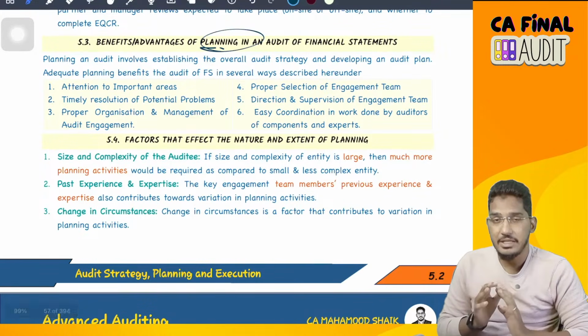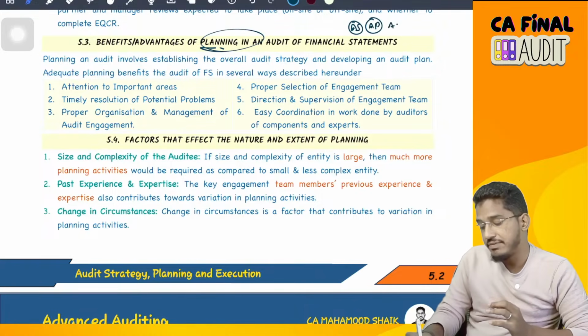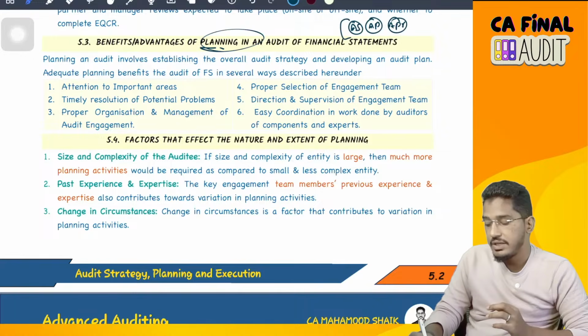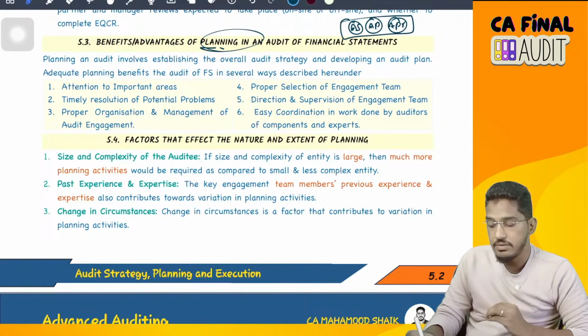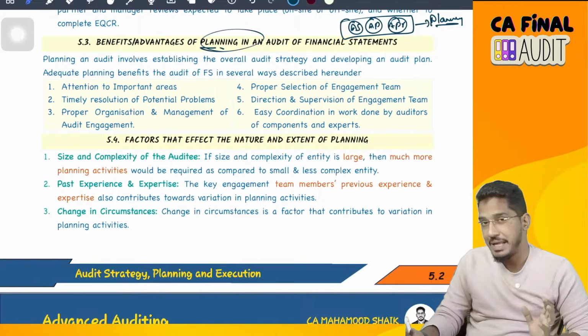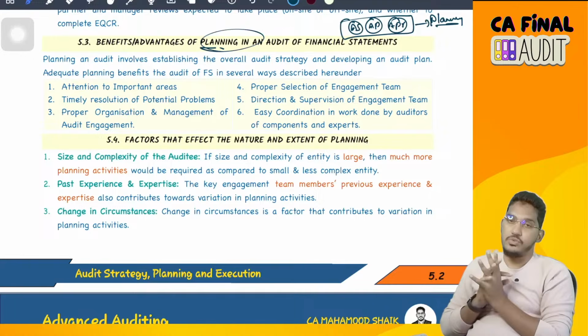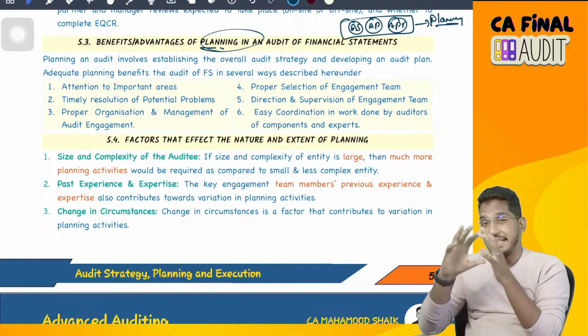So if you do the planning, see, planning is a process. I told that we will establish the audit strategy, we will develop the audit plan, we will develop the audit program. The time which we are spending, or the process of this development of audit strategy, audit plan and audit program, this process I call it as planning. Audit plan is different, planning is different. Audit plan is a document which contains the allocation of the work and resources, whereas planning is the entire process.